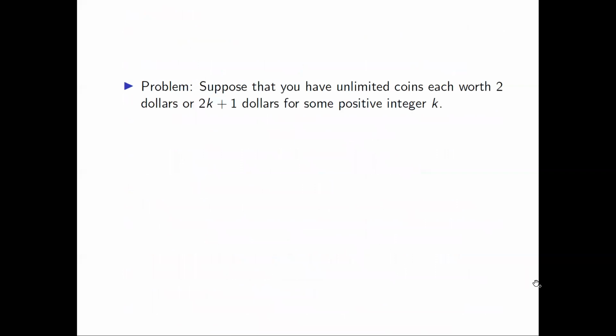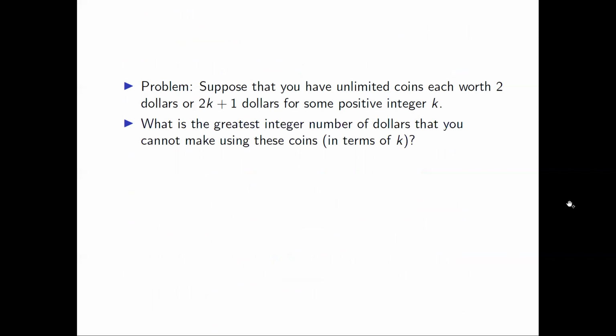Here's a similar kind of problem for you to think about. Suppose that you have unlimited coins and they're each worth $2 or 2k plus $1 for some positive integer k. Positive integer means starting at 1, 2, 3, and so on, not including 0. So the problem is to find the greatest integer number of dollars that you cannot make using these coins in terms of k.